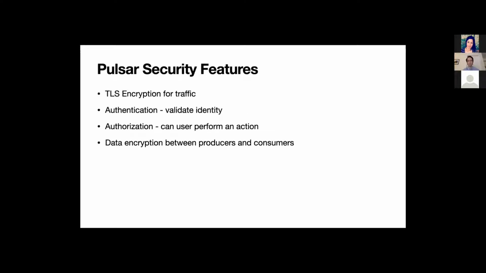So Pulsar provides security at four different levels. You're able to use TLS for encryption of the traffic connecting to the brokers, connecting to the bookies, connecting to Zookeeper, all of those types of things. It also has an authentication and authorization model. And then, separate from TLS, it has a mechanism to provide data encryption between producers and consumers.